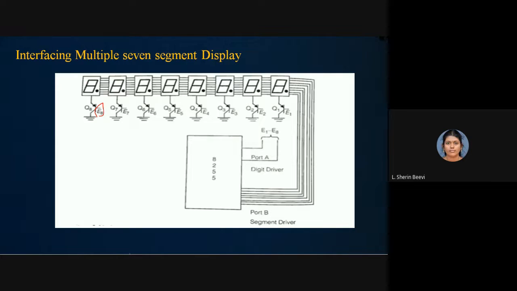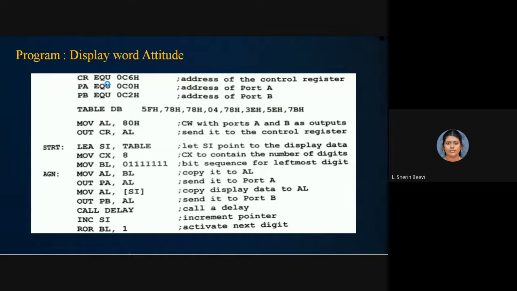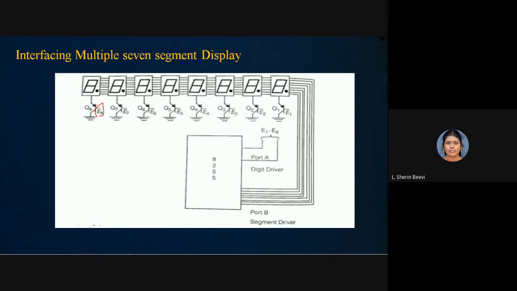So initially A is displayed, then again T will be displayed. After the character A is displayed, then T is displayed. The in-between time is called a delay. Again delay, then SI is incremented again. Here the character value changes to 78 hex. Again rotation, the 0 moves to the third position. Third position means the E6 value changed from 1 to 0, that is enable mode.